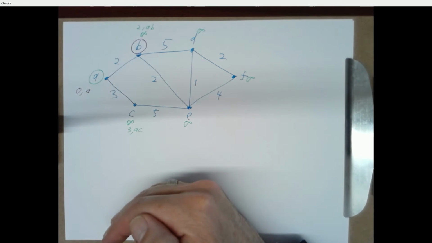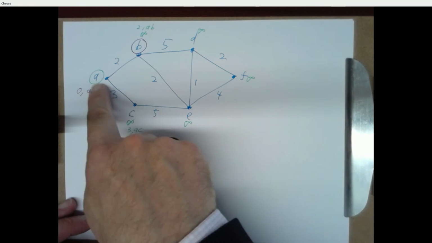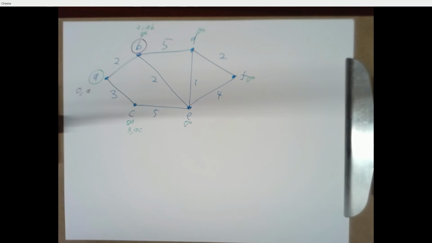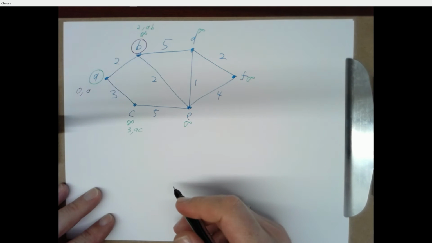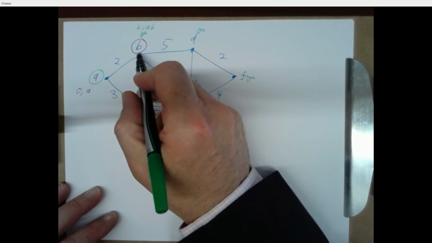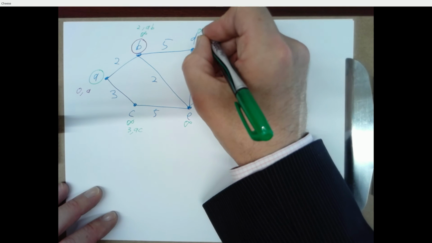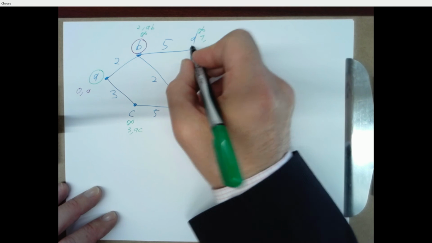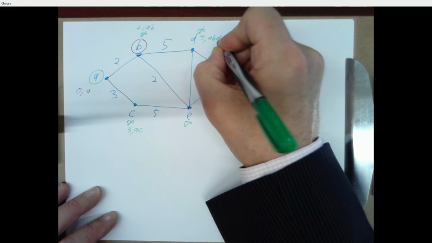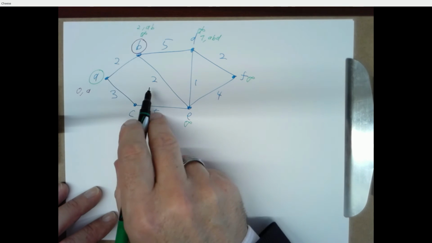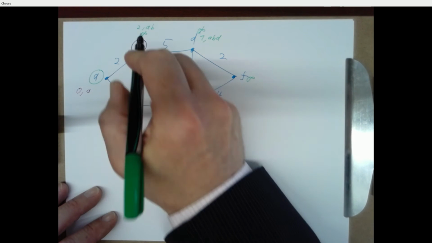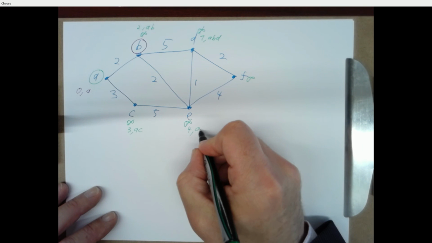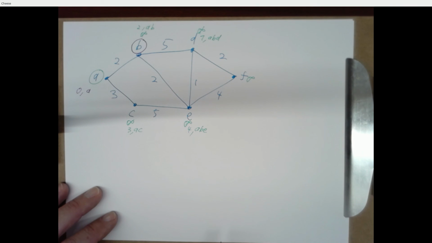And at this point, I would start a new diagram, right? So that it's clear that I did A first and then B. So new diagram. Visit B, and now relax everything that's connected to B. So 2 plus 5 is 7, that's better than infinity. So we can get here with a distance of 7 by going A, B, D. And we can get here with a distance of 2 plus 2 is 4 by going A, B, E. And that's all we can relax. There's only 2 unvisited nodes connected to B.